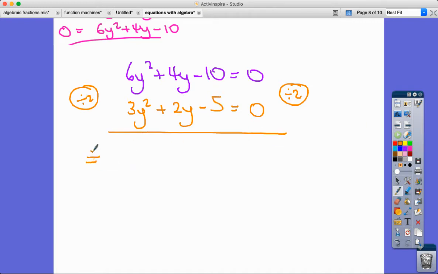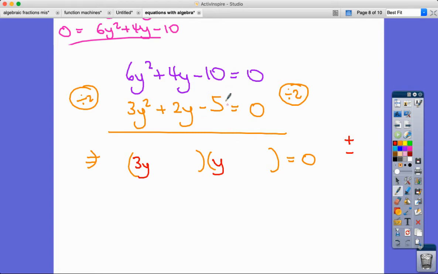Now, my next job is I want to try and factorize this, because that's the easiest way if I can. Otherwise, if I can't, I use the quadratic equation. Let's see if I can factorize it. I need to make a 3y squared, so it's got to be a 3y and a y. The product is going to be a negative, so I know that one of them is going to be positive, one of them is going to be negative, the two numbers that will go into these brackets eventually.